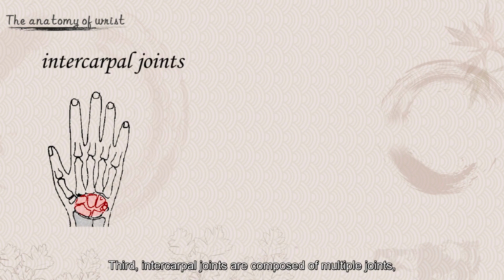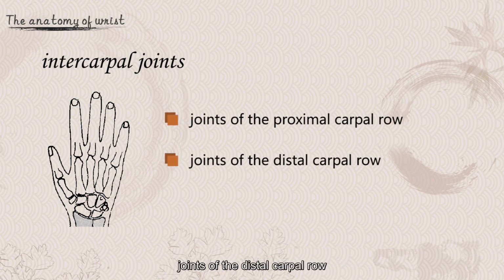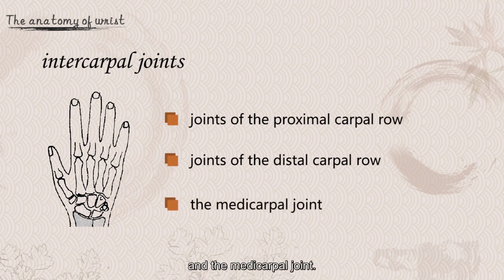Third, intercarpal joints are composed of multiple joints, including joints of the proximal carpal row, joints of the distal carpal row, and metacarpal joint.